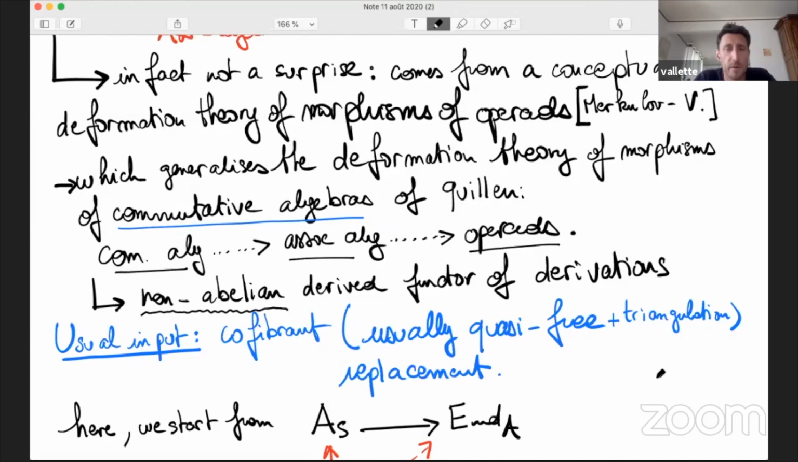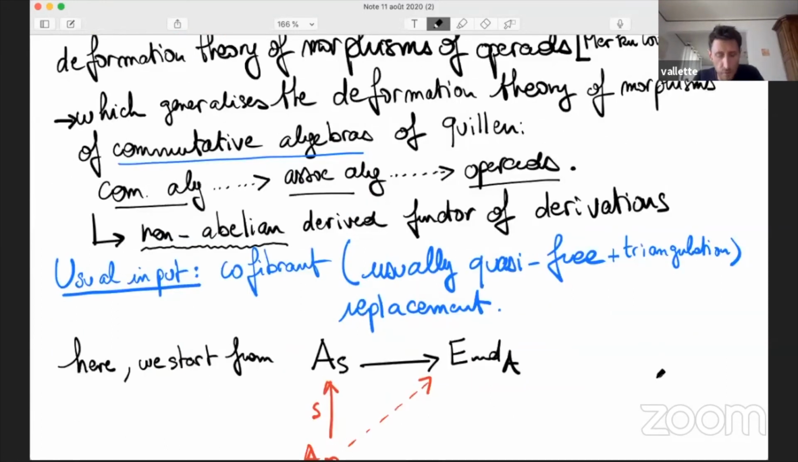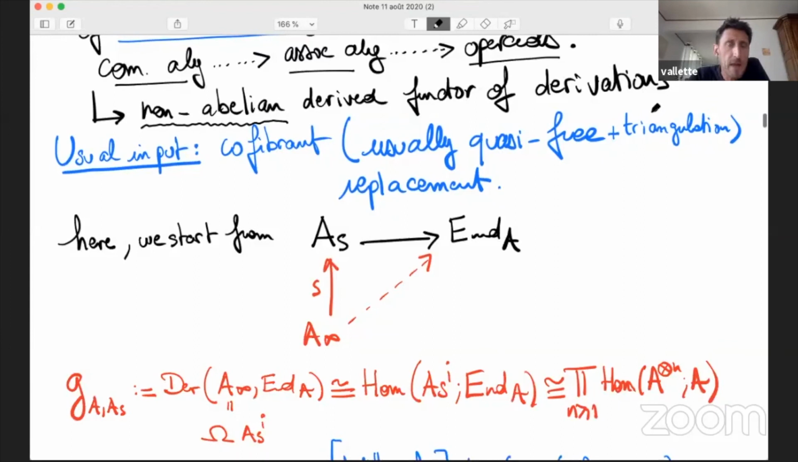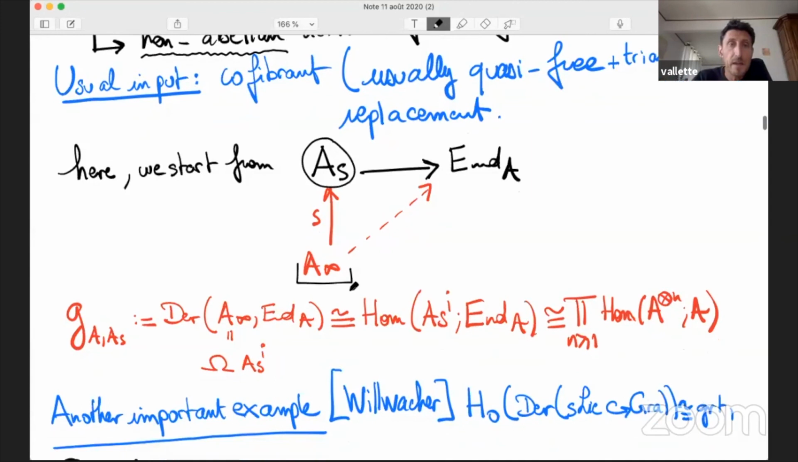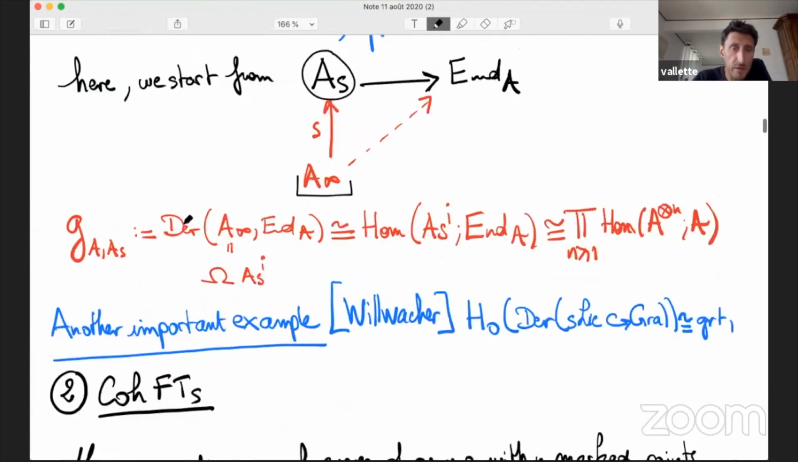But in the domain of non-abelian derived functors, what are we using? What is the input? When we are looking at abelian derived functors, we have to use projective resolutions. Here we have to use non-abelian projective resolutions. These are cofibrant resolutions, usually quasi-free with a good filtration on the generators. We start from the operad As of associative algebras. A structure of an associative algebra on A is a map from As to End A. So in order to derive this, I have to take a cofibrant replacement of As, that is the operad A infinity. And in the end, the algebra I'm considering is the derived derivation, that is, I replace As by A infinity on the left-hand side.